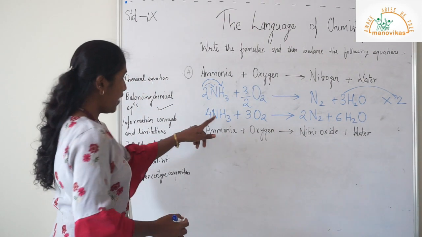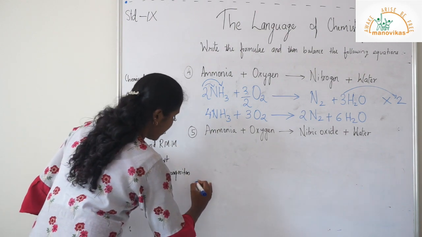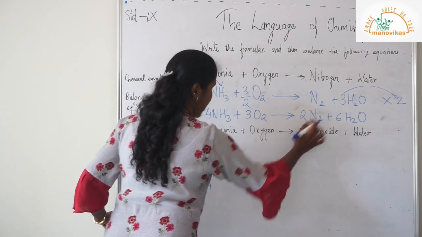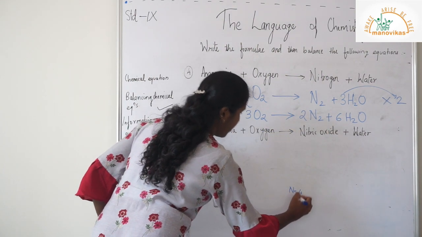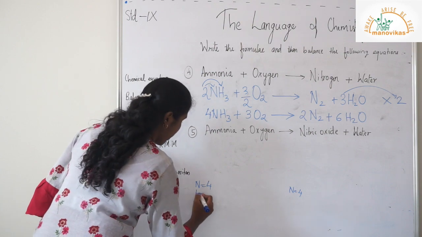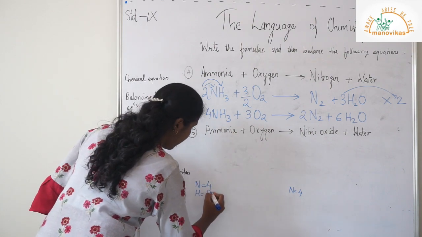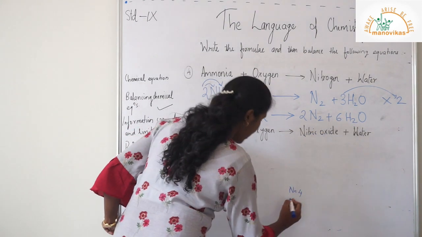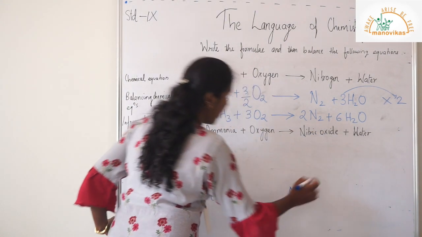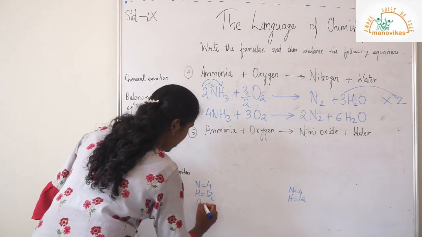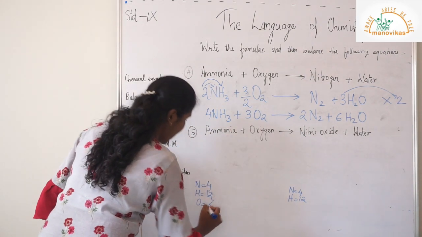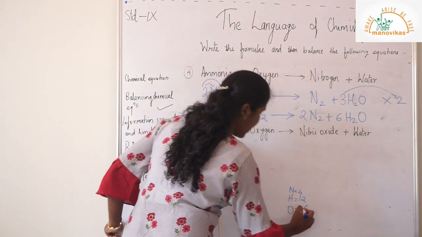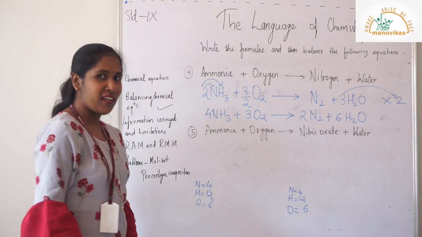So let's check. Nitrogen over here is 4. Nitrogen over here is 4. Hydrogen, 4 3s are 12. And your hydrogen is 6 2s are 12. Oxygen, 3 2s are 6, and oxygen 6 into 1 will be 6. So the equation is balanced.